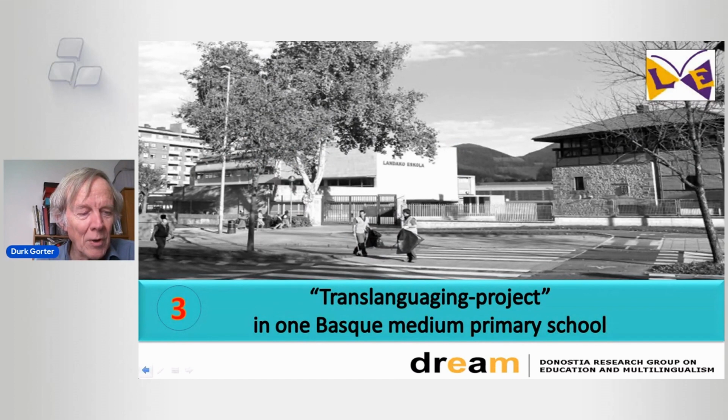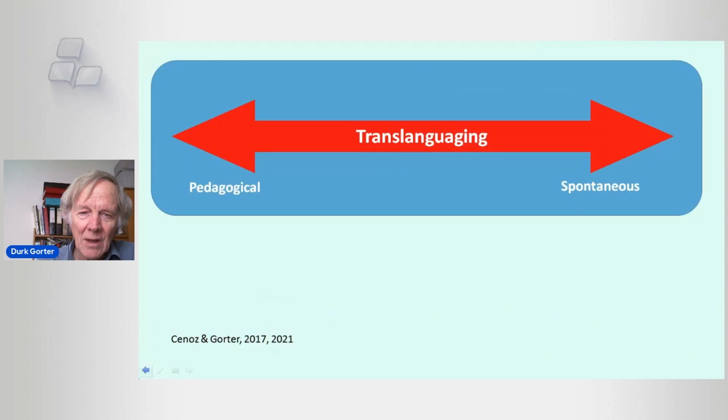Then a third example of a study we did is also about translanguaging, but this was applying the translanguaging idea in one primary school in the Basque Country. And we distinguished here between pedagogical translanguaging, which is designed on purpose, where you design certain activities that use translanguaging, and spontaneous translanguaging, the mixing, the going between languages.